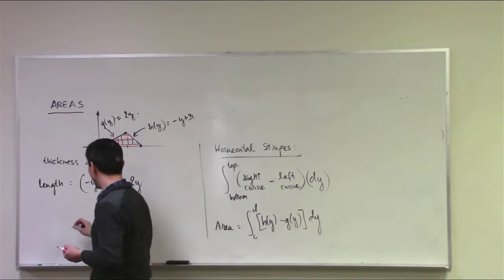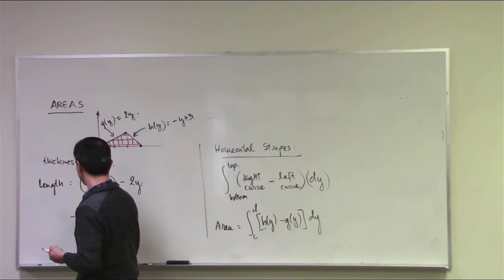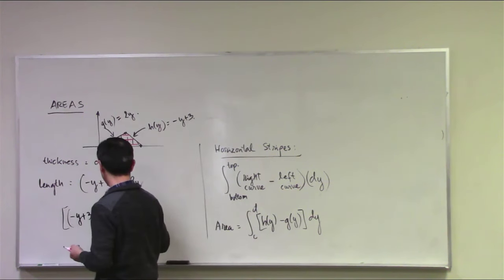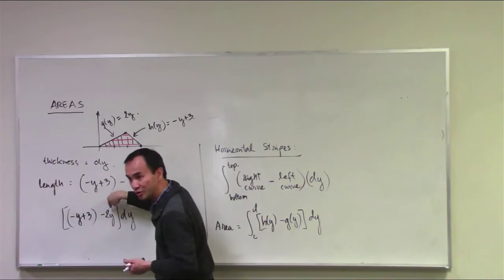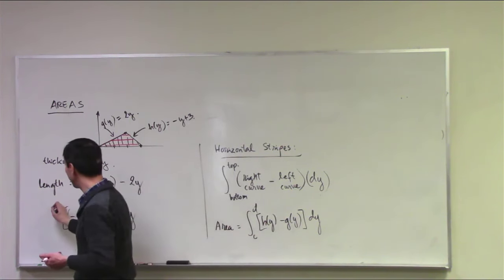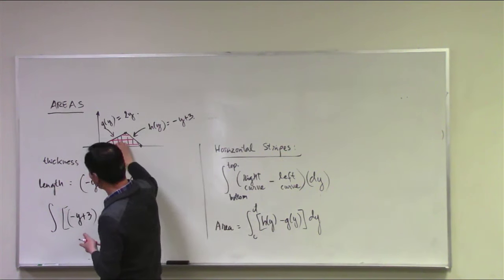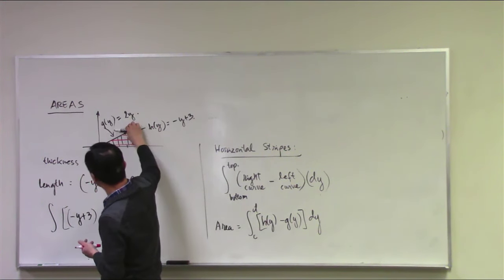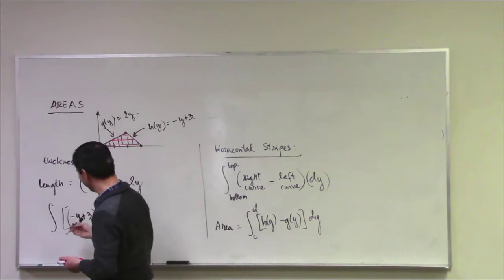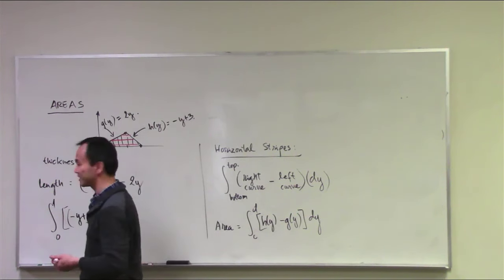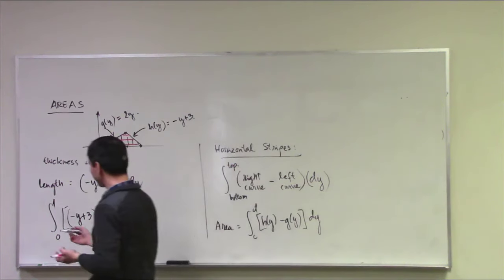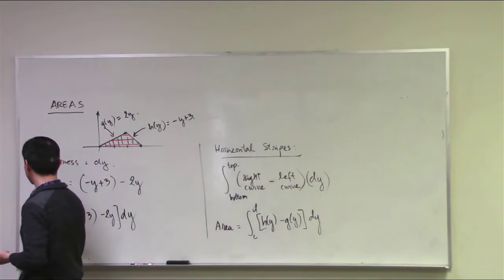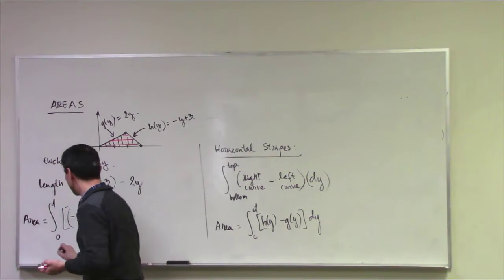So now we're ready for the accumulation. Length, minus y plus 3 minus 2y, times thickness, dy. See, it's all consistent: all the variables are in terms of y. We're accumulating from, where do we start? The starting is from 0. What's the highest stripe we can have here? 1, right? 0 to 1. See how it happens? Get the area, and do the usual calculating work.